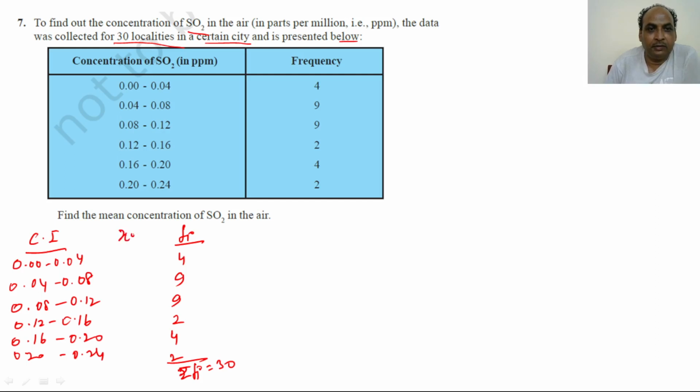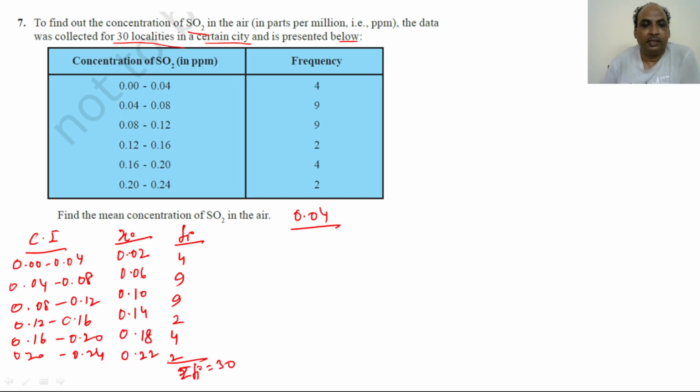Now xi. 0.00 plus 0.04 is 0.04, divided by 2, so it is 0.02. The class size is 0.04, so we add 0.04 and it becomes 0.06, then 0.10, 0.14, 0.18 and 0.22. Now we'll go for assumed mean.